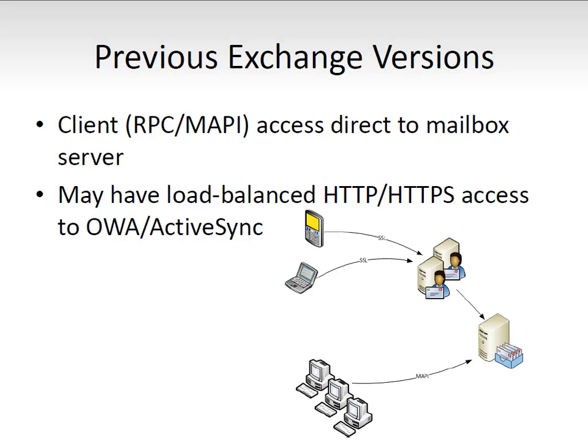In previous versions of Exchange, our client MAPI traffic, mostly Outlook clients, went directly to the mailbox server on the local network. Separate to that, we also had HTTP and HTTPS traffic coming from clients such as Outlook Web Access and ActiveSync, usually coming in over the internet to our front-end servers. And if we had a particular need for high availability there, we may have deployed some sort of load balancing for those SSL connections. But as far as the internal MAPI traffic goes, that went directly to the mailbox server, and if we needed high availability for that, we would deploy clustering.